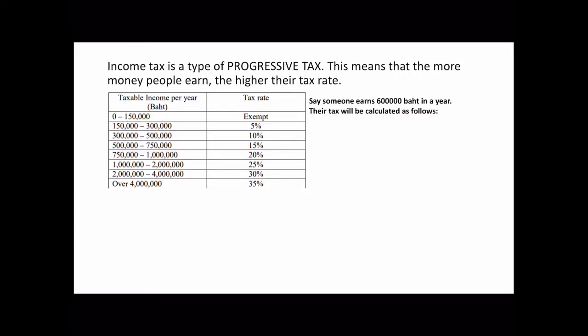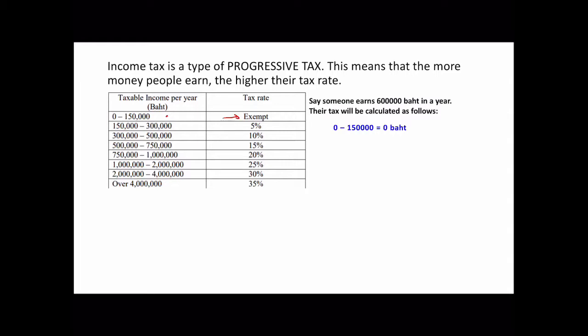The way this works, say for example someone earns 600,000 baht per year, this is how they will get their tax done. First, we look at the first 0 to 150,000, so that's in this one here. In that much, they get exempt. That means you don't pay any tax on the first 150,000 baht that you earn each year.